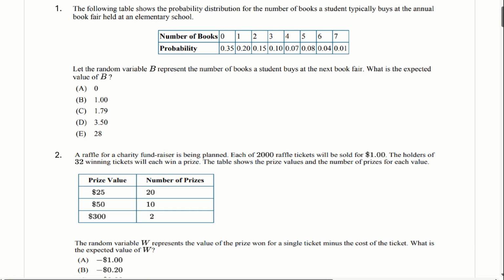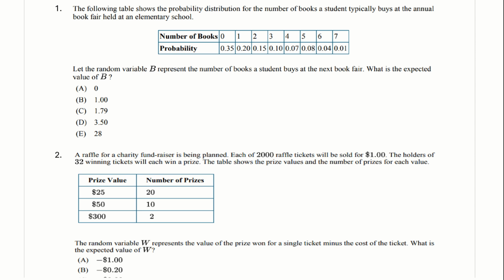So first one, the following table shows the probability distribution for the number of books a student typically buys at the annual book fair held at an elementary school. Let the random variable B represent the number of books a student buys at the next book fair. What is the expected value of B?